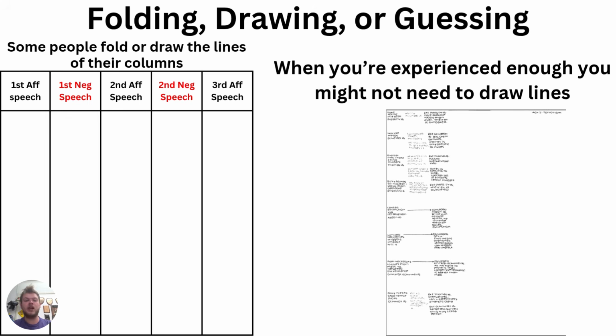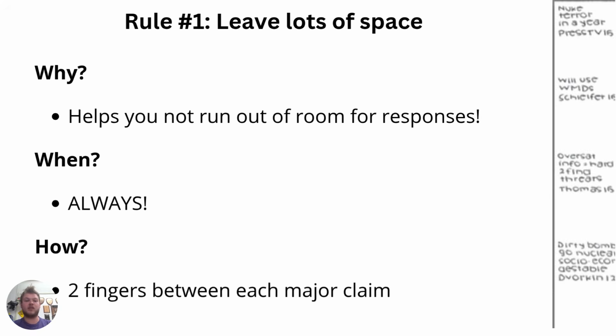So now that we know the basics of how to set up our paper, let's learn the 6 rules of flowing. Rule number 1 is to leave lots of space between arguments in the same speech. So why do we do this? Because it helps us not run out of room for responses.